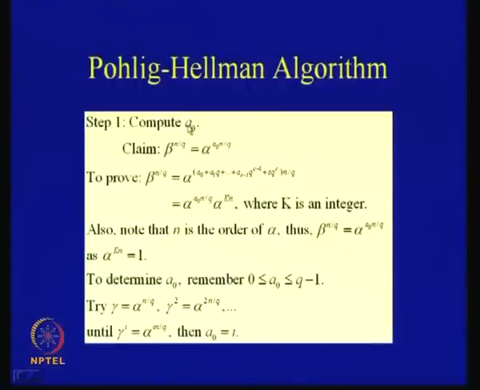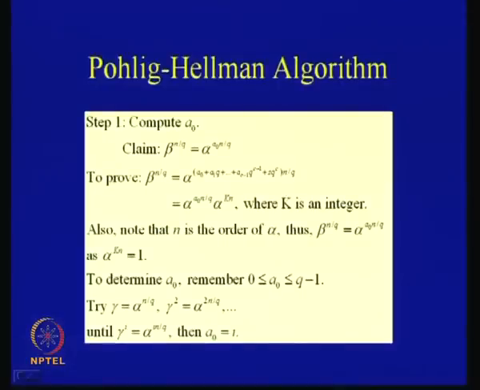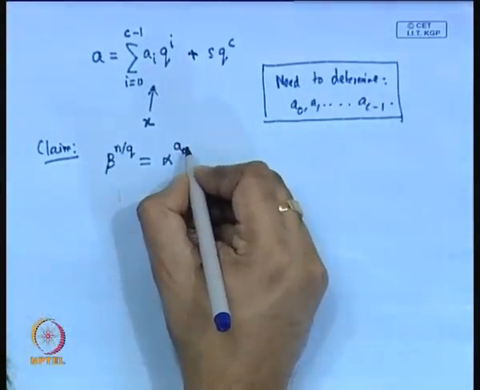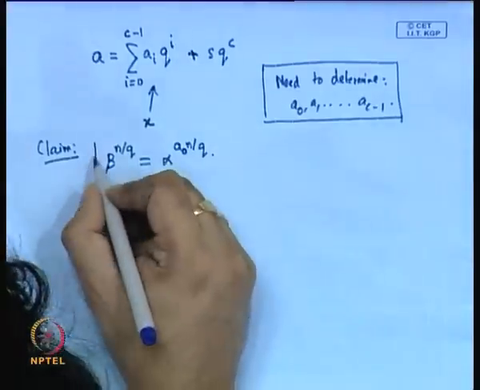So the first step is to compute this a0, and for that we give a very nice claim. Beta and alpha are the two values for which I need to find the discrete log of beta with reference to alpha, and the claim is like this: if you take beta and raise it to n by q, then you obtain alpha raised to a0 n by q. So that is the claim.